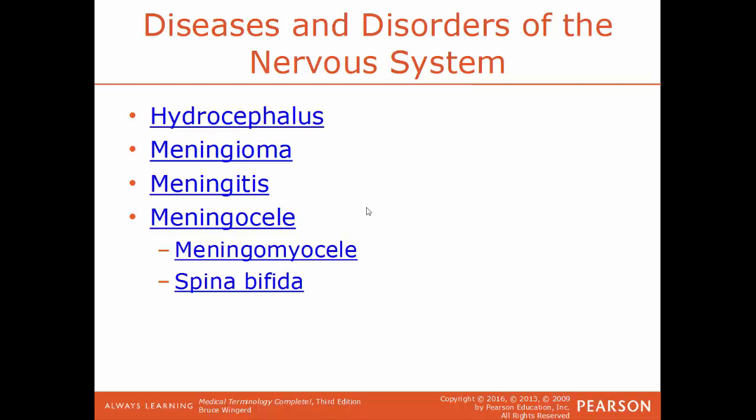Now our next term, meningomyelocele. This is a protrusion of not only the meninges but also of the spinal cord through a defect within the spinal column itself. This is an example of spina bifida. Spina bifida is a birth defect where the spinal canal doesn't close completely before the baby is born. This is also called a neural tube defect.